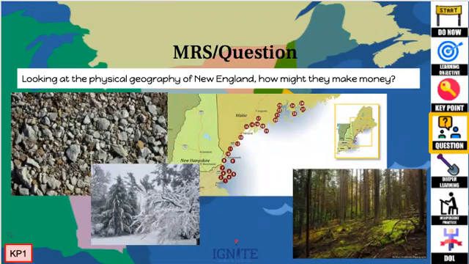So here's your first question. I'm going to read the question, and then you're going to pause the video and answer. Looking at the physical geography of New England, how might they make money? Pause the video and answer audibly.